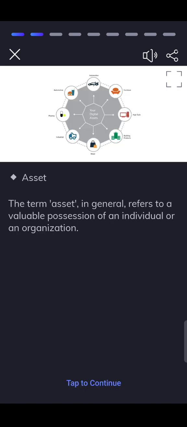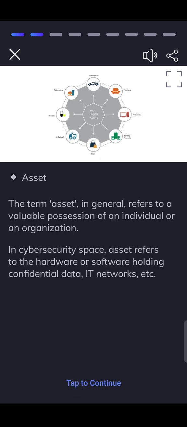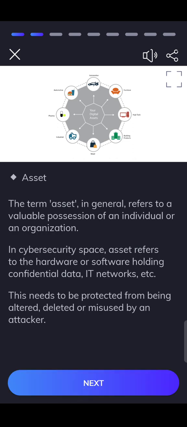Asset. The term asset, in general, refers to a valuable possession of an individual or an organization. In cybersecurity space, asset refers to the hardware or software holding confidential data, IT. This needs to be protected from being altered, deleted, or misused by an attacker.